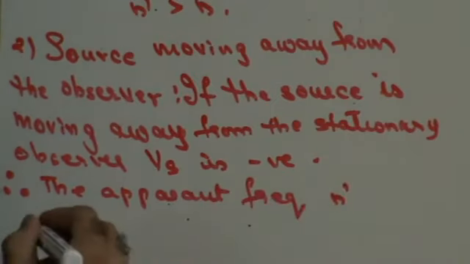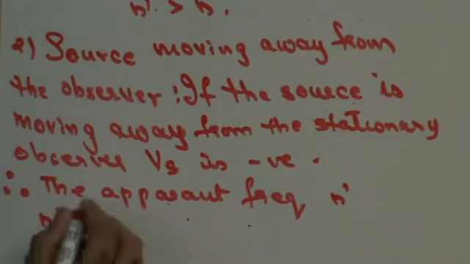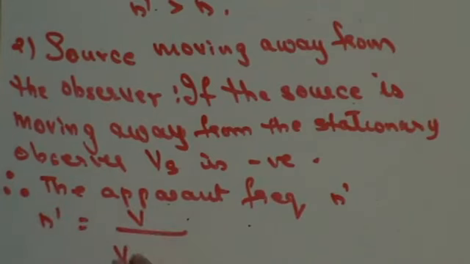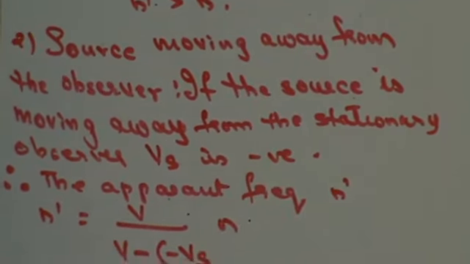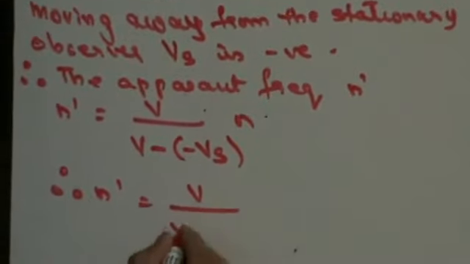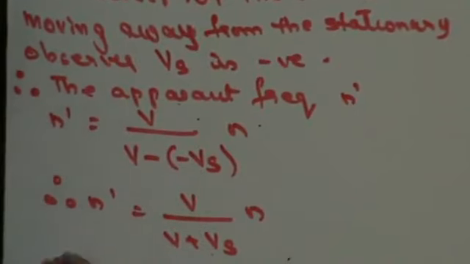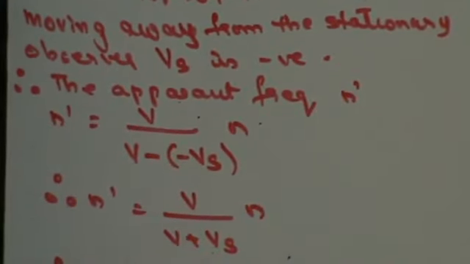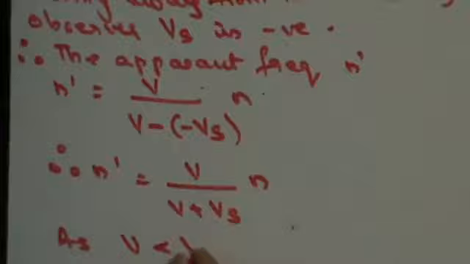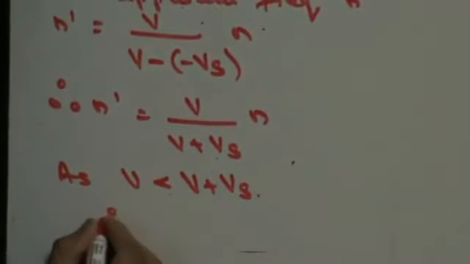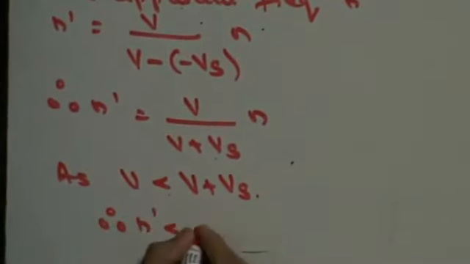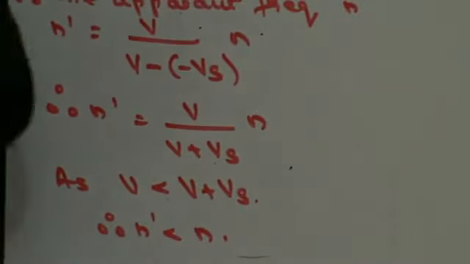n bar can be given as n bar. If I use the same formula, it is V upon V minus Vs, but Vs is negative here, into n. Therefore, the apparent frequency n bar will be V upon V plus Vs into n, right? Now, as it is very clear here from the equation that V is going to be less than V plus Vs, therefore the apparent frequency heard by the observer is going to be less than the original frequency. Fine, do we get this here?